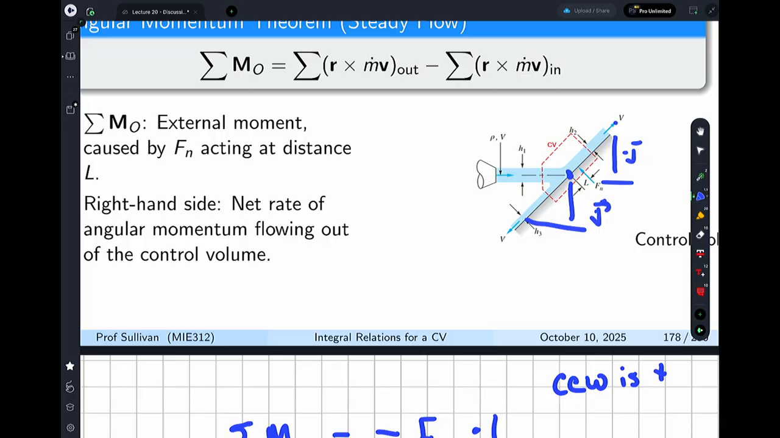Yeah, but so Fn is going to be a moment. So I'm assuming that it's acting at a distance L away. So I just called it Fn times L. If I did it another way, a better way may have been to say, I have a restraining moment at O, and I'm going to call it sum of moments.